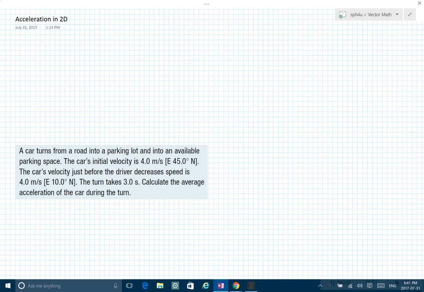So now we are going to use vector addition or subtraction to find an acceleration in two dimensions. All right, so let's recall what the definition of the acceleration is. The acceleration is delta v, the change in velocity over time, which is equal to v final minus v initial over delta t. So in order to find the acceleration, we have to find the difference between the final and initial vector.